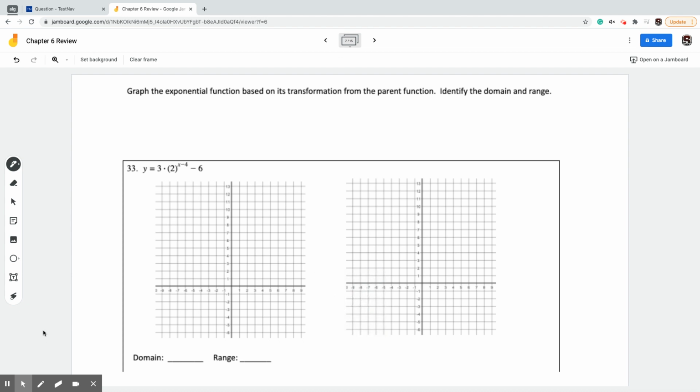Graph the exponential function based on the transformation from the parent function, and then identify domain and range. We could also ask you horizontal asymptote transformations. I think those are the main things. So there's a lot to write down at the top of your page.